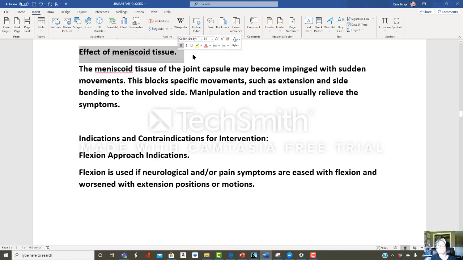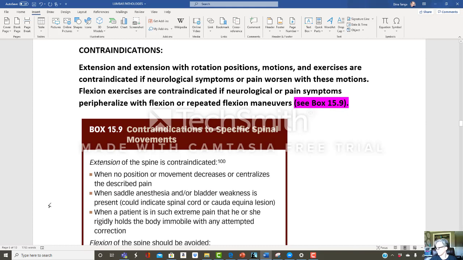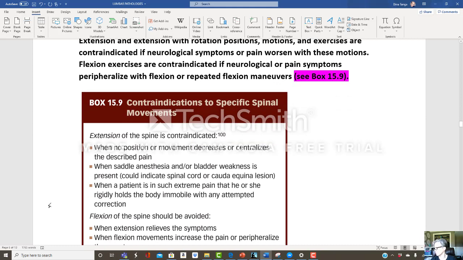Indications and contraindications for intervention. Flexion approach indications: flexion is used if neurological and/or pain symptoms are eased with flexion and worsened with extension positions or motions. Contraindications: extension and extension with rotation positions, motions, and exercises are contraindicated if neurological symptoms or pain worsen with these motions. Flexion exercises are contraindicated if neurological or pain symptoms peripheralize with flexion or repeated flexion maneuvers. See Box 15.9. Techniques used.